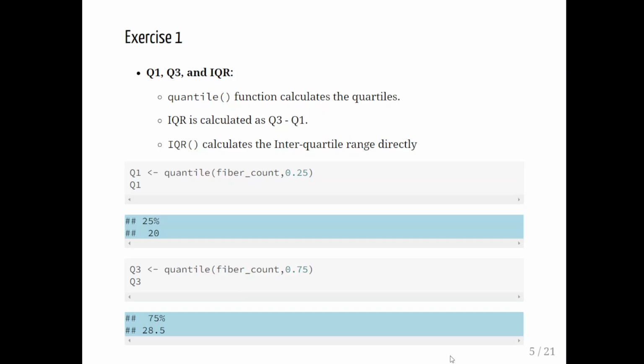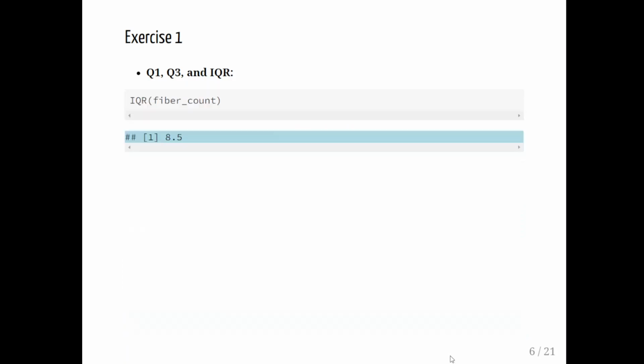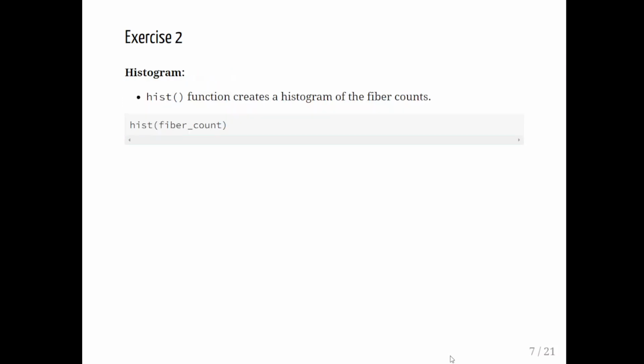Q3 is the third quartile, or the upper quartile, quantile of fiber count at 0.75, and there we have Q3, that is 28.5. And the interquartile range, which we can calculate directly using IQR of fiber count, is 8.5. Okay, simple enough one to get started with.